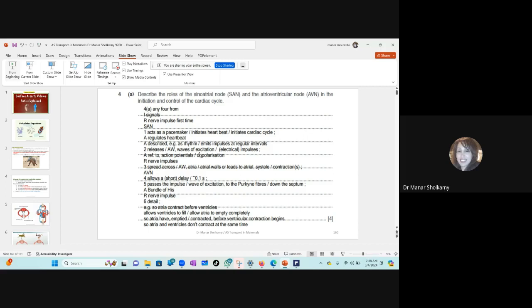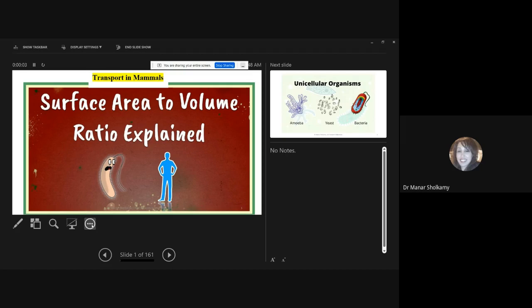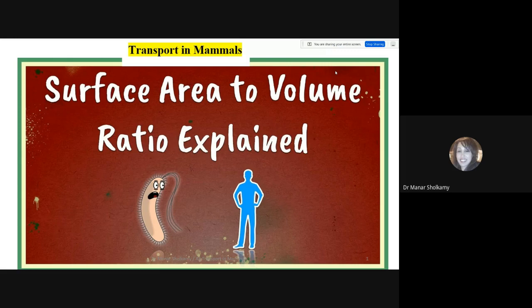This lesson is divided into three parts. Okay, this lesson is divided into parts. You have the anatomy part.